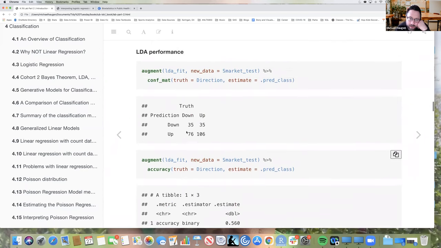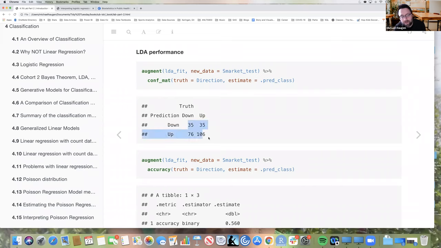and that was another StatQuest video. So we want this diagonal, those numbers, to be high. So these are the true values, and these are the predicted values on the rows. And so down means the number of times that we predicted the stock market would go down and it actually did. And then up is where we predicted it would go up and it actually did. And then here we have where we predicted it would go up, but it actually went down. And then here where we predicted it would go down and it actually went up.